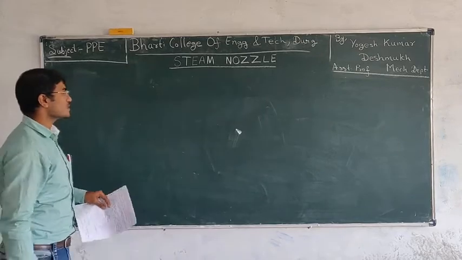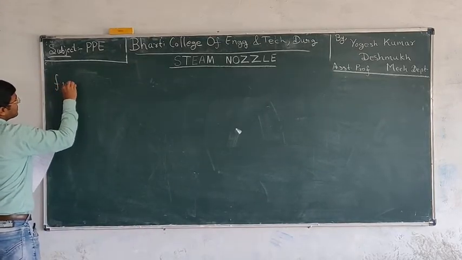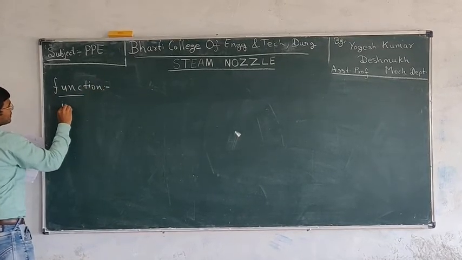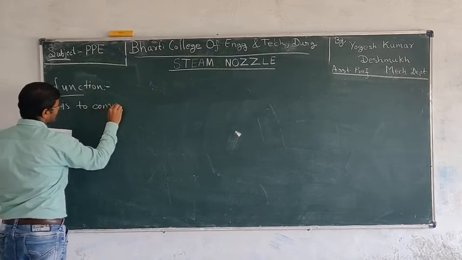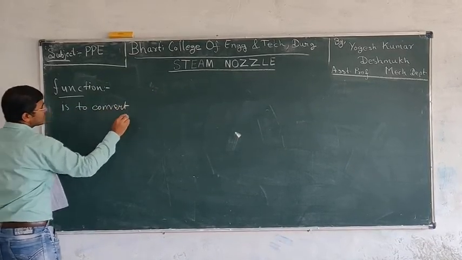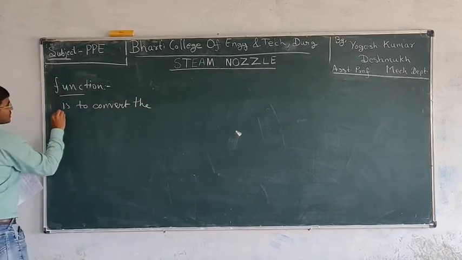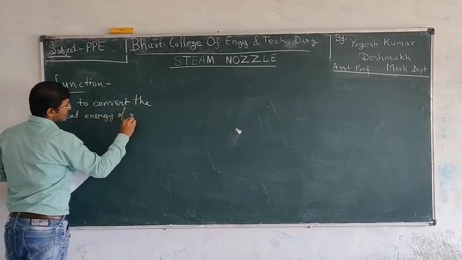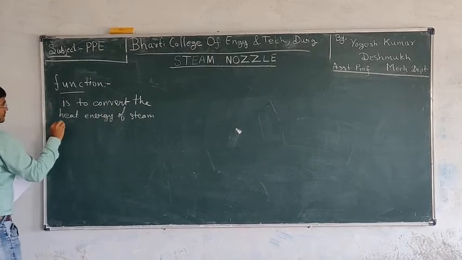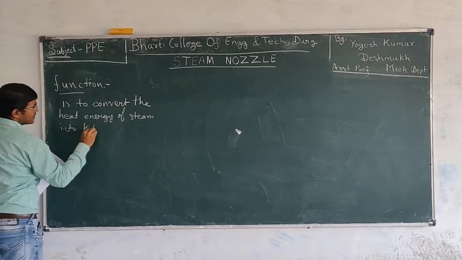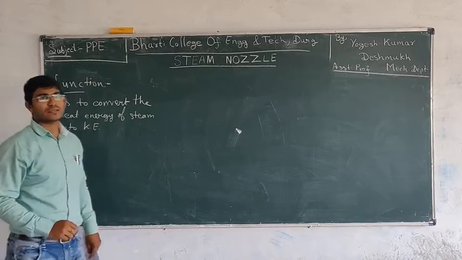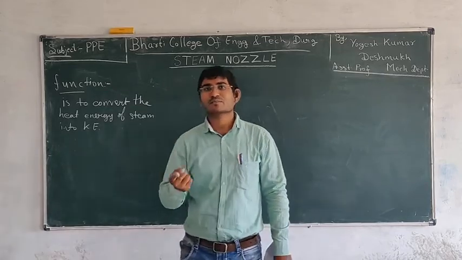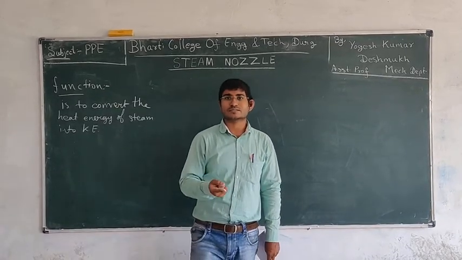The function of a steam nozzle is to convert the heat energy of steam into kinetic energy. What will happen if the heat energy of steam is converted into kinetic energy of steam? The steam pressure and velocity will increase.